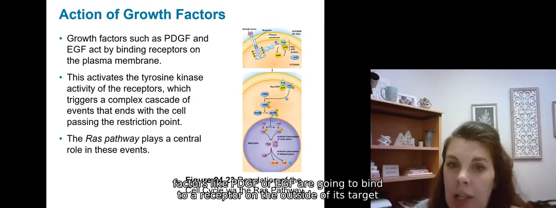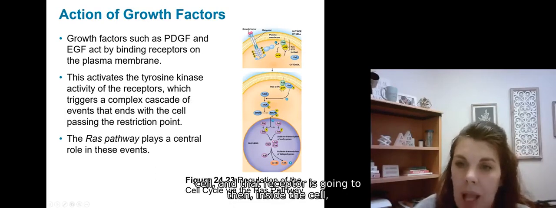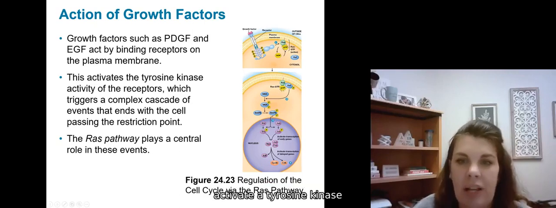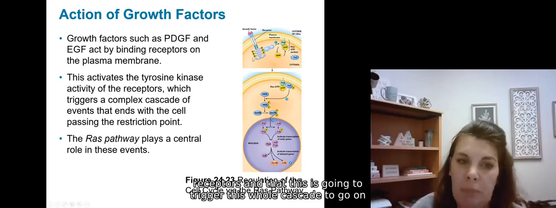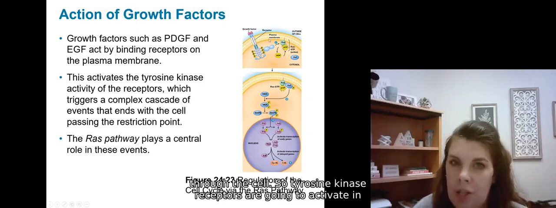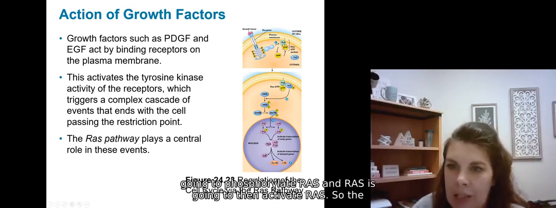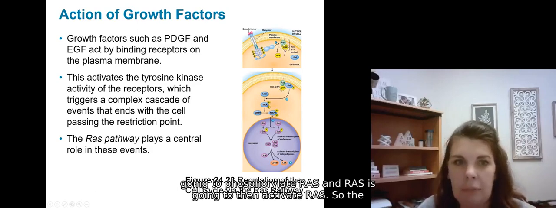Growth factors like PDGF or EGF are going to bind to a receptor on the outside of its target cell, and that receptor is going to then inside the cell activate a tyrosine kinase receptors. And this is going to trigger this whole cascade to go on through the cell. So tyrosine kinase receptors are going to activate, in particular, the RAS pathway. So these kinases add phosphate groups, so they're going to phosphorylate RAS, and RAS is going to then activate RAF.